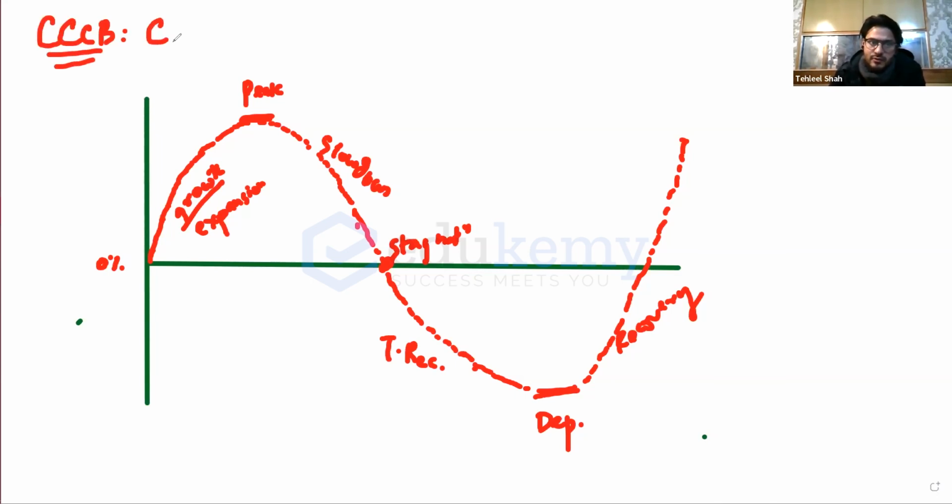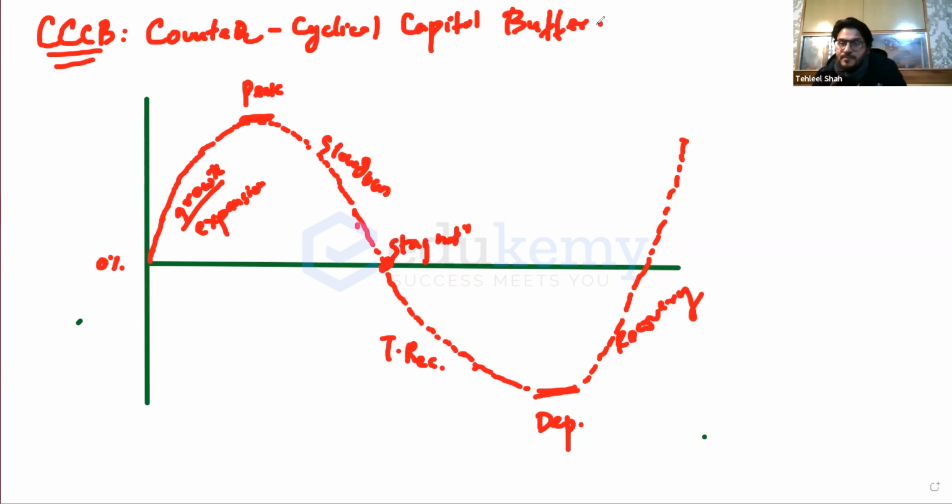What is CCCB? It is countercyclical capital buffer. Countercyclical capital buffer. Tell me, when in 1929 the United States economy was in a depression, how did we get out of it?